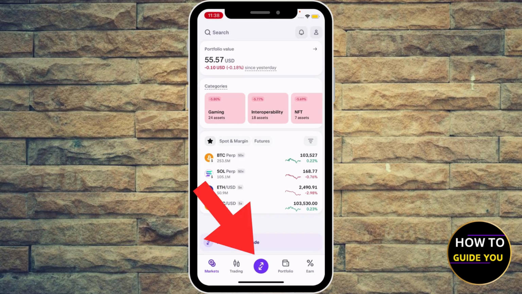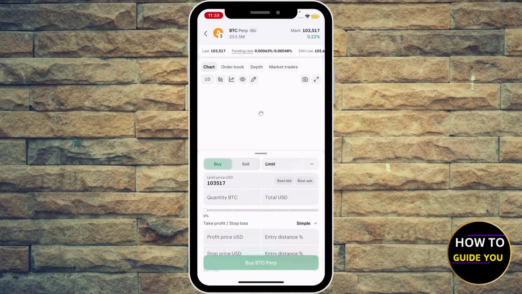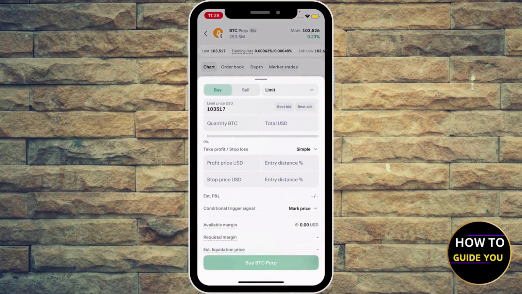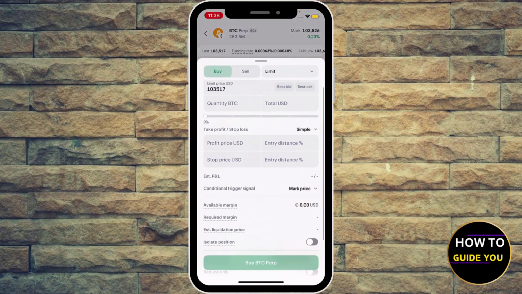So you're gonna go ahead to your chart. I'm gonna click the chart at the bottom middle right here, that I'm currently in. And then I'm gonna just go ahead and scroll a little bit down. You're gonna see that TP and SL.